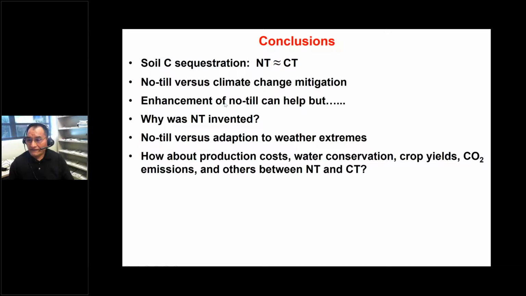What if we enhance it and add some companion practices? Yes, they can help. Cover crops, right? Biochar, but there is a but there, right? Is it easy to plant cover crops? What about the cost? What about the termination and planting dates? What about biochar? How expensive is it? Let's remember why no-till was created. Was no-till created to sequester carbon?